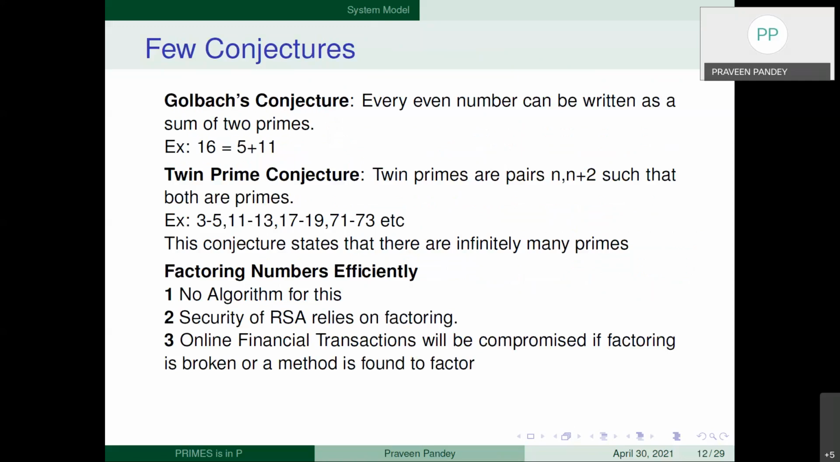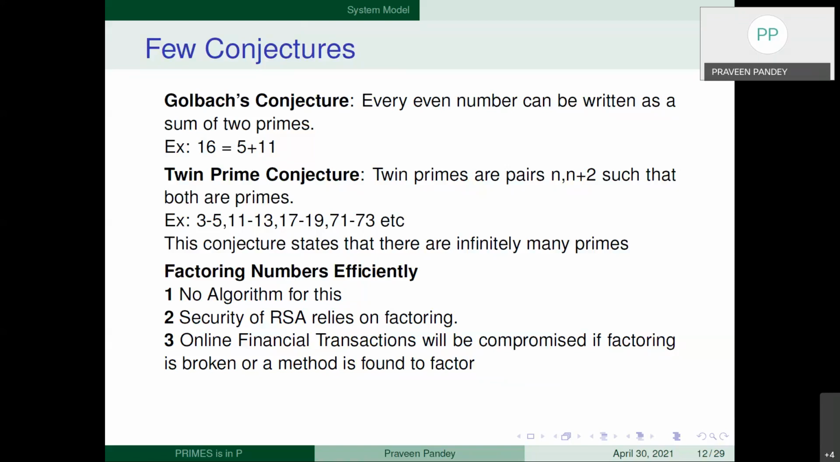For example, 16 can be written as 5 plus 11, 24 can be written as 11 plus 13, and there is a twin prime conjecture that prime numbers exist in pairs, that n and n plus 2 are both primes. I mean, twin primes exist. It was also identified that there are infinitely many twin primes. So we can have examples of 3, 5, 11, 13, 17, 19, and others.